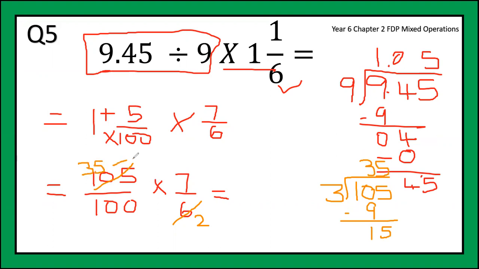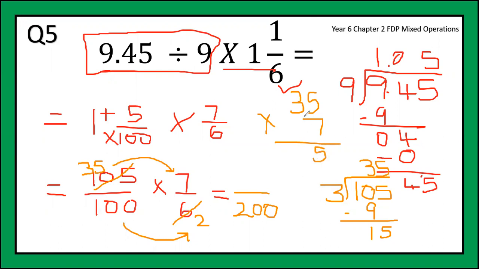Now I will do 35 times 7 over 100 times 2. 100 times 2 is 200. 35 times 7, we'll have to work it out. So 35 multiplied by 7. 5 times 7 is 35. 3 times 7 is 21, plus 3 is 24. So this is 245 over 200. And then you can take out one whole from this, and you will be left with 45 over 200.